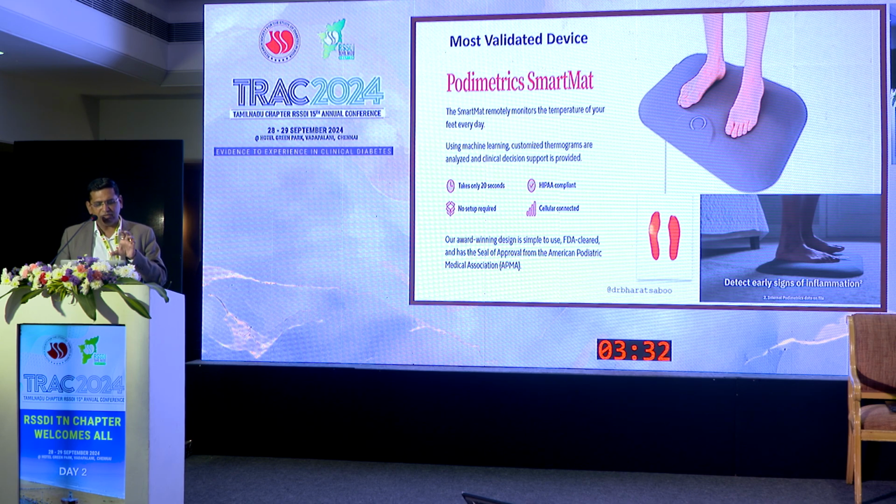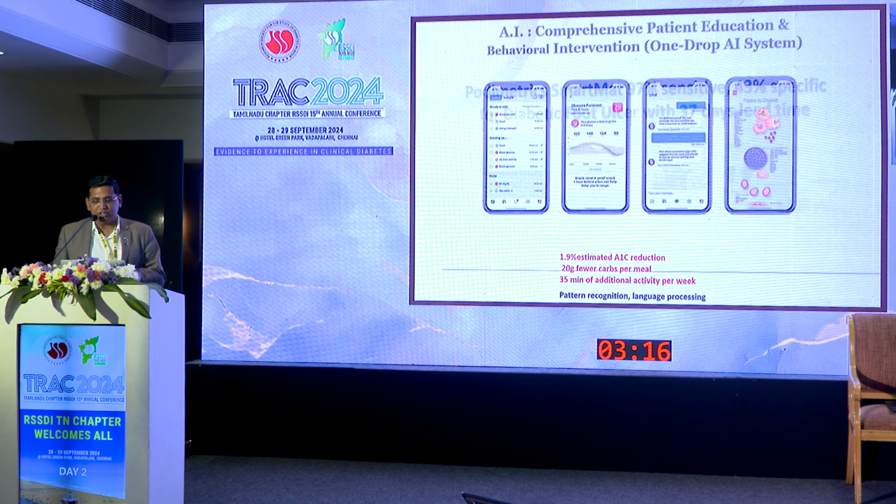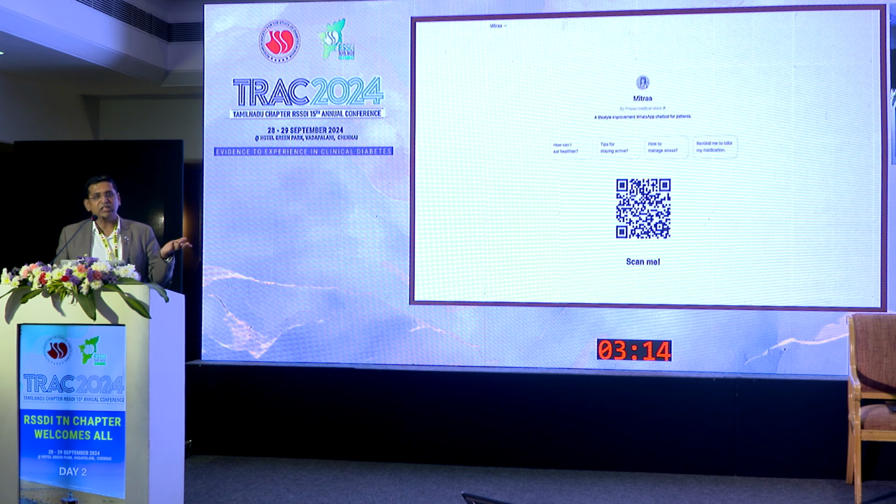This is again FDA cleared, and it is 97% sensitive and 43% specific. And look at what it does. It will predict diabetic foot ulcer 37 days before occurrence of the foot ulcer. So you have enough time to prevent that foot ulcer. This is again the One Drop system which I talked about. This is Mitra. If you wanted, you can take a photograph.